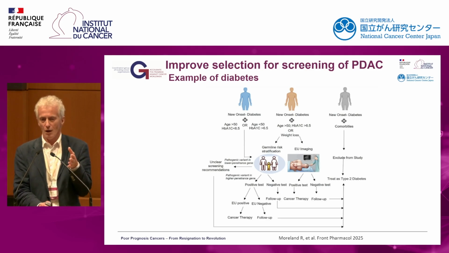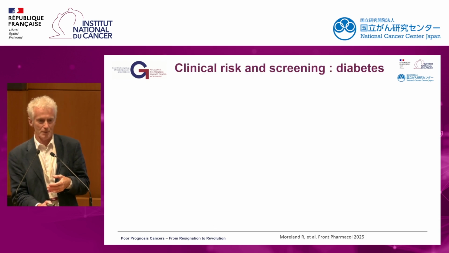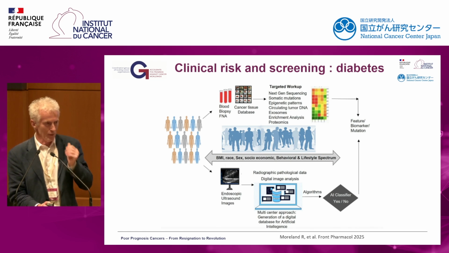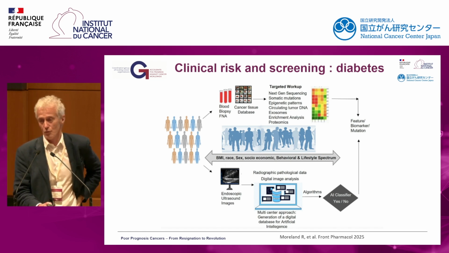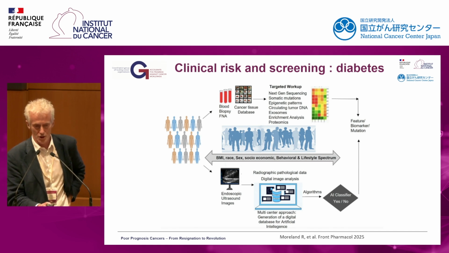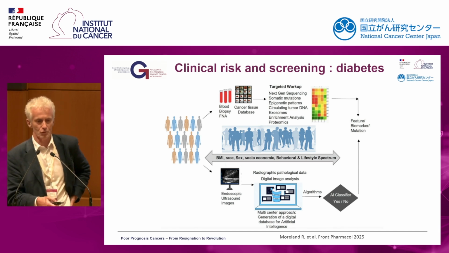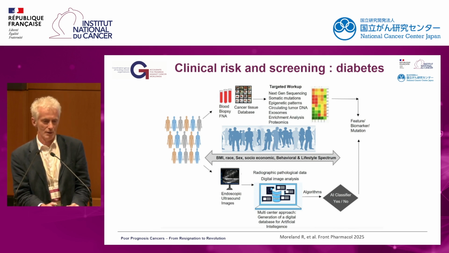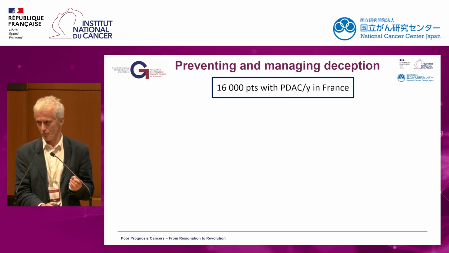But of course, large screening is not possible in diabetic patients for that. And finally, we will have help, of course, with endoscopic ultrasound and artificial intelligence, trying to push algorithms to help us choose and select patients in the large population of diabetes patients. I think it's very important to manage and to prevent the deception of patients in studies.